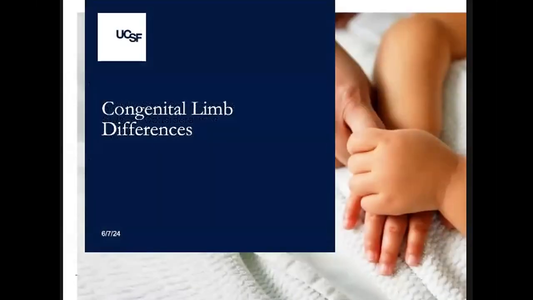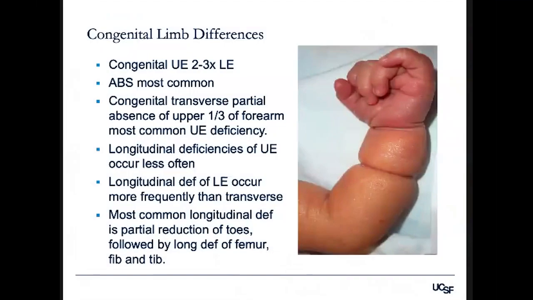With regard to congenital limb differences, the incidence of an upper limb congenital difference is 2 to 3 times greater than that of a lower limb, with amniotic band syndrome being the most common etiology.